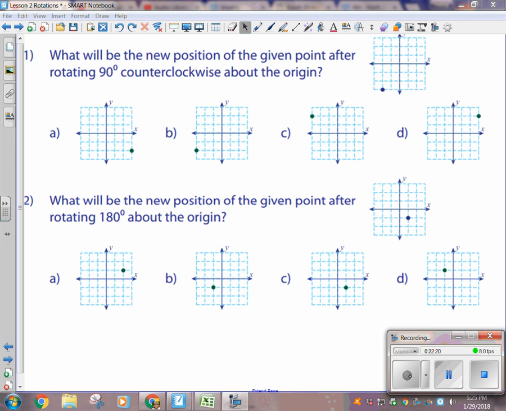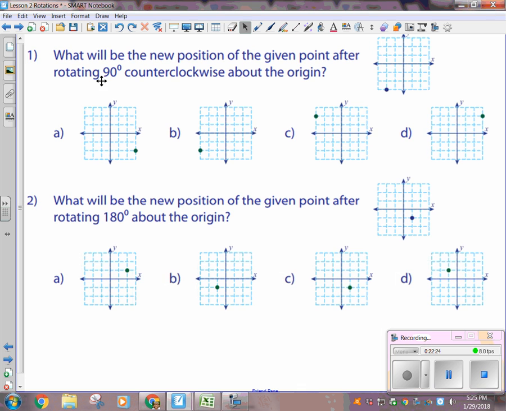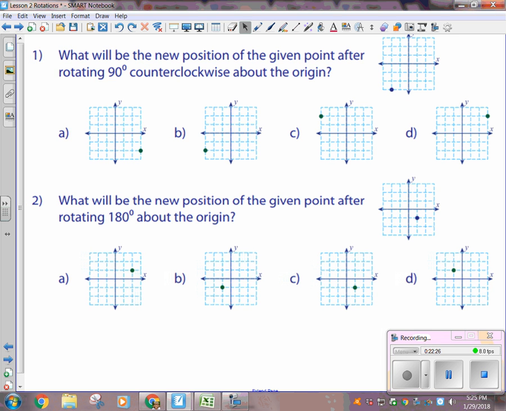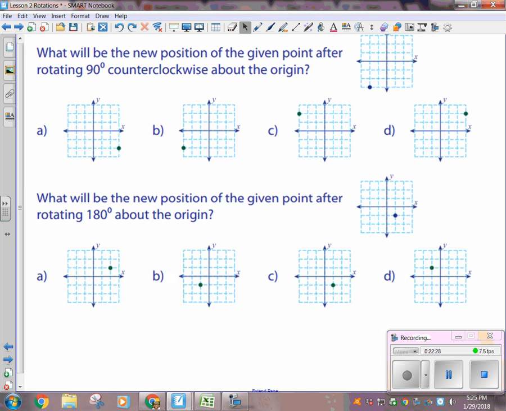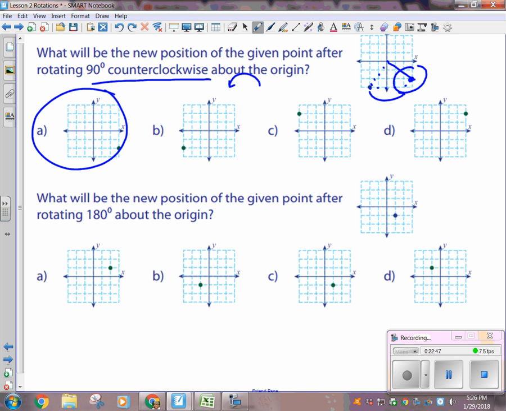All right, to run through these. What will be the new position of a given point after rotating 90 degrees counterclockwise? If I go 90 degrees counterclockwise, that means that I've got to go against the clock back that way. So if I do that and I connect to the center, I should end up being somewhere over here, and that would put me at A. So remember, I got to go 90 degrees opposite the clock.